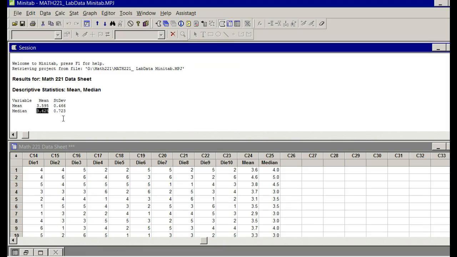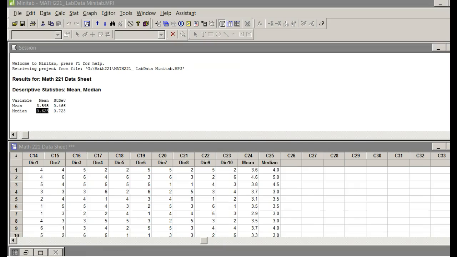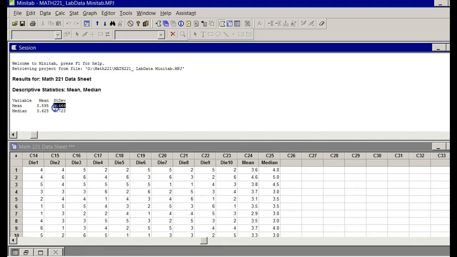Now, so that's number 3 and number 4. What was number 5? Let's see. I think number 5 we can answer. Yeah, give the standard deviation for both. Okay, so the standard deviation for my means was 0.466. My standard deviation for my medians was 0.723. And then it says, compare these.